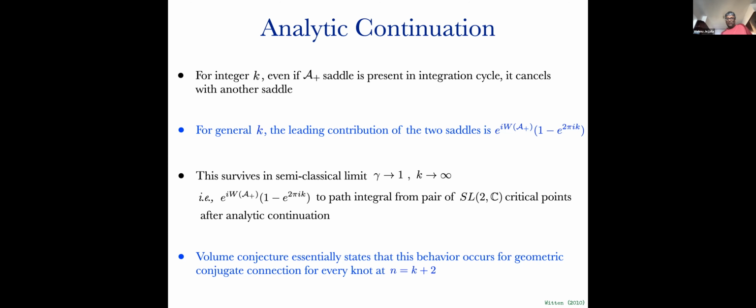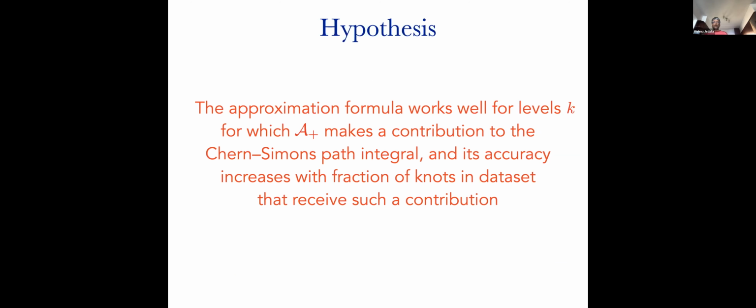So in this case, we have some nice contribution to the path integral from a pair of SL2C critical points after analytic continuation. The volume conjecture in this language is essentially a statement that this behavior occurs for the geometric conjugate connection for every knot at n equals k plus 2 in the n goes to infinity limit. All right, so we're working with the ordinary Jones polynomial. We notice that special values of the evaluation phase, which correspond to fractional values of the level, the approximate formulation works very, very well.